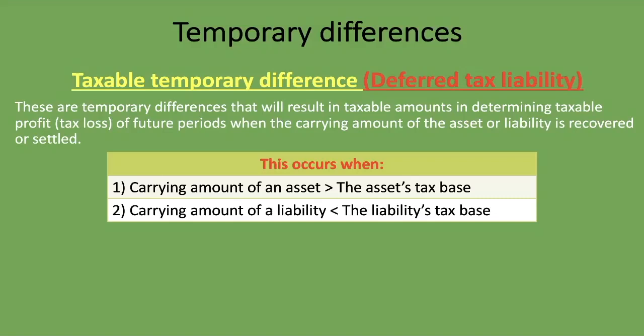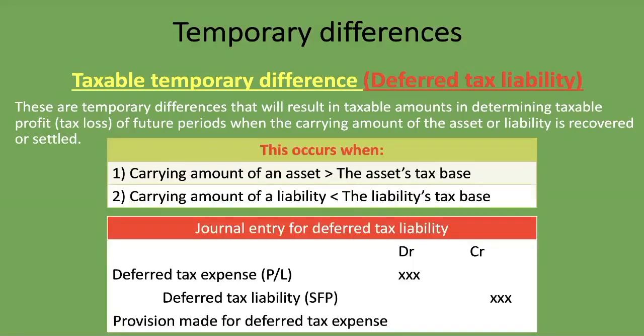And what is the journal entry when you have a taxable temporary difference, and that is why you have a deferred tax liability? Well, you're going to debit your deferred tax expense, which will appear in your statement of profit or loss, or in your income statement. And then you're going to credit your deferred tax liability, which goes into your statement of financial position, and it's a non-current liability, as I mentioned. And obviously the narration there is provision made for deferred tax expense.